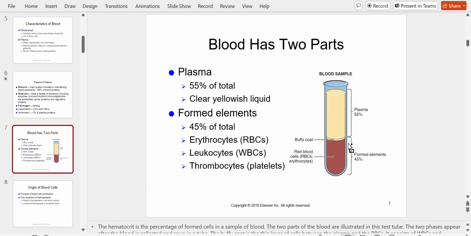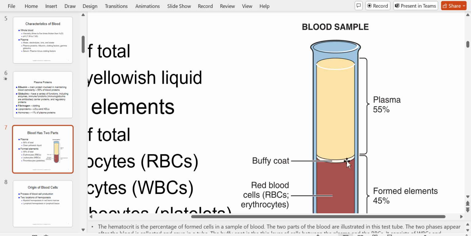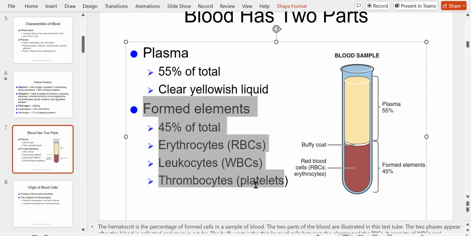And you'll notice, and I'll zoom in, what we call the Buffy coat. Those are your WBCs, white blood cells. Okay? And that's what we've got there. Your formed elements, 45% total. There's your erythrocytes, RBCs, leukocytes, WBCs, and your thrombocytes, what we call platelets. These are involved in blood clotting.